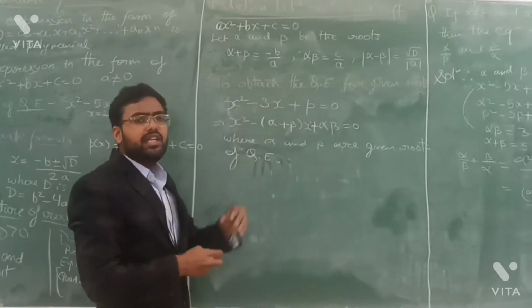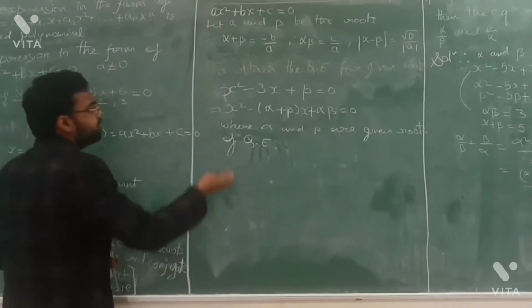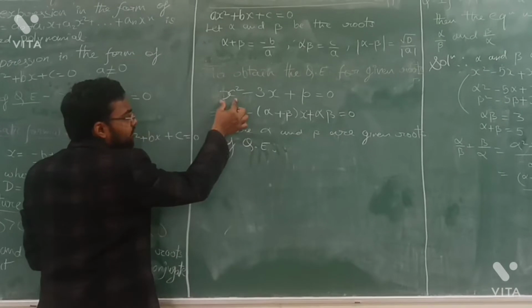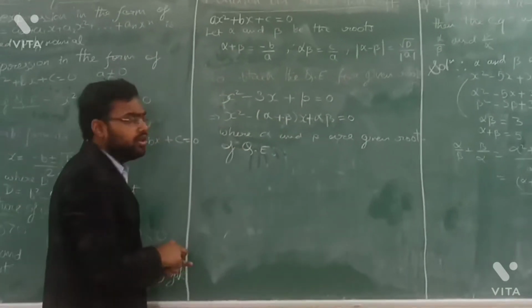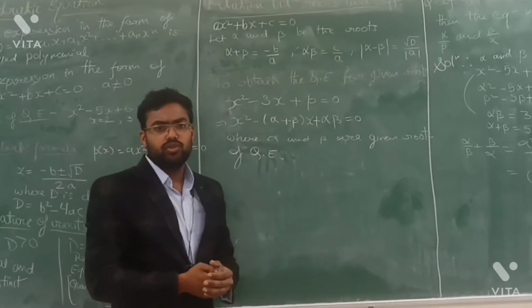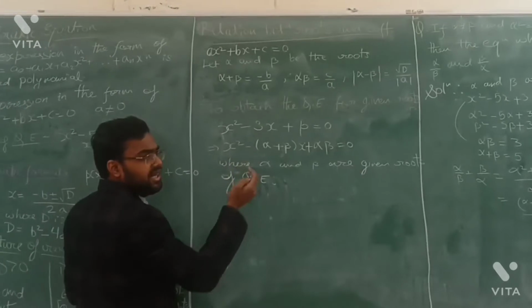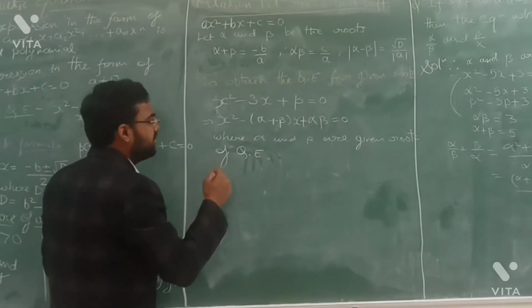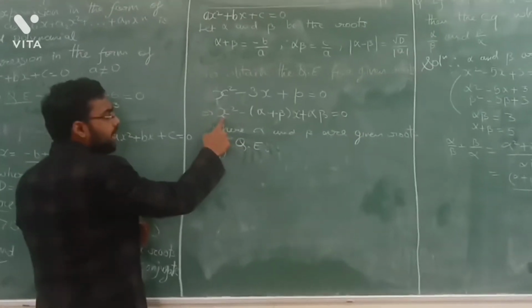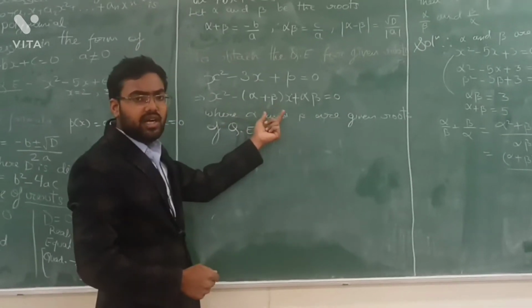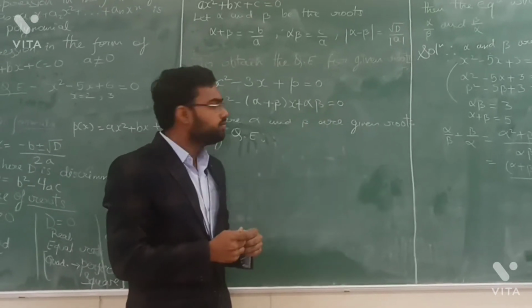To obtain the quadratic equation for the given roots, we have the formula x² - sx + p = 0, where s is the sum of the roots and p is the product of the roots. Let alpha and beta be the roots of our quadratic equation, then our quadratic equation will be x² - (alpha + beta)x + alpha × beta = 0.